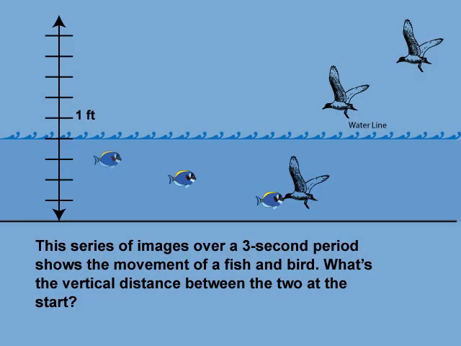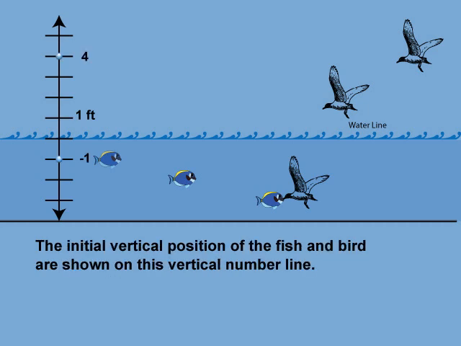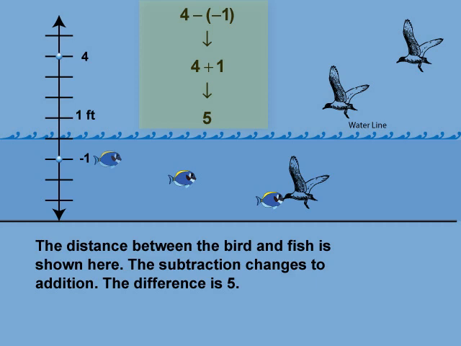This series of images over a 3-second period shows the movement of a fish and bird. What's the vertical distance between the two at the start? The initial position of the fish and the bird are shown on this vertical number line. The distance between the bird and the fish is shown here. The subtraction changes to addition. The difference is 5.